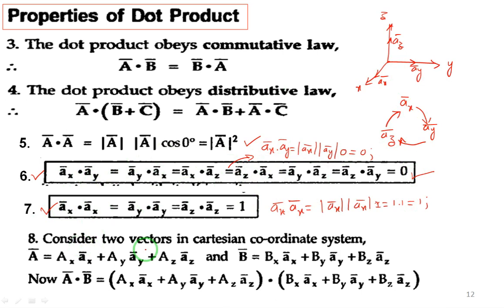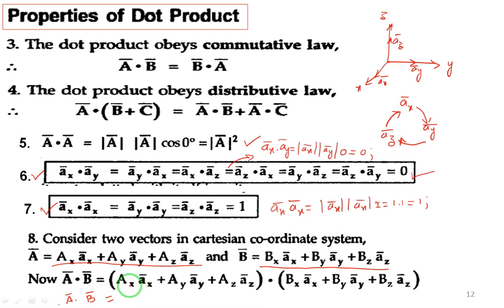Yes, suppose I have two vectors in the Cartesian coordinate system, a general vector A, Ax into ax plus Ay into ay plus Az into az. I have another vector, Bx into ax, By into ay, Bz into az. I want to take the dot product of these two vectors. How to take it? They have written A dot B. First they have written vector A and vector B, and then just multiply. What will I be getting? In the next slide it is there, but I'll write it here.